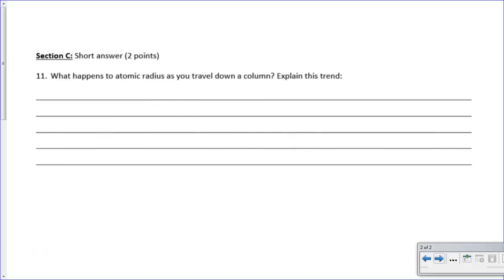Okay, this one, it says, what happens to the atomic radius as you travel down a column? So the atomic radius as you're traveling down a column is going to get larger. So that's the first step. The reason the atomic radius gets larger is because you're adding more energy levels onto the outside. So that's the explanation.